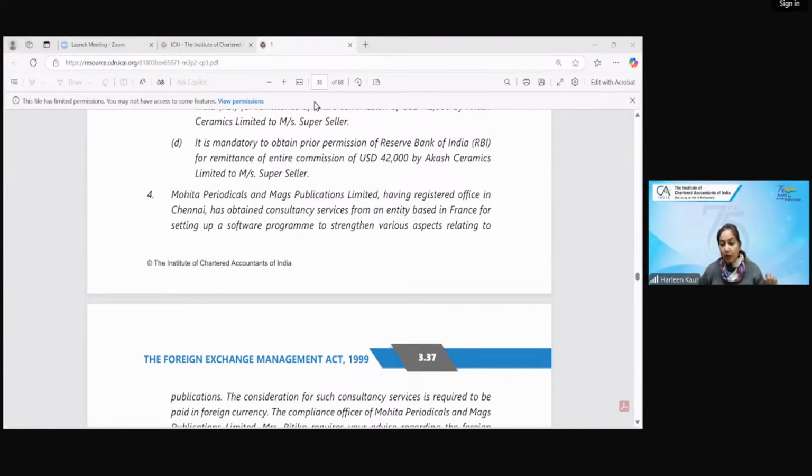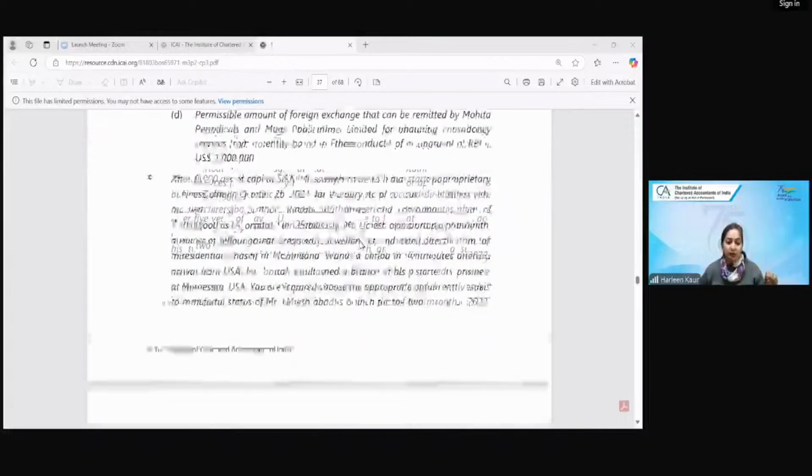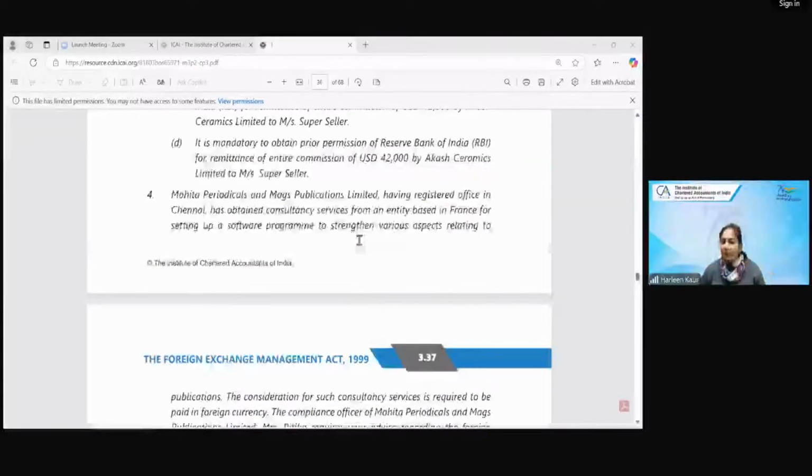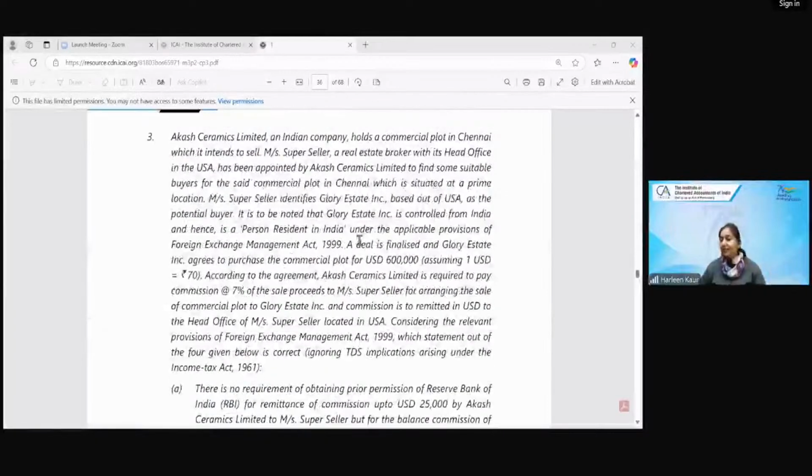Anyone having any doubts? We still have 10 minutes left. So we will try to take up certain questions because it is a very complicated chapter. It is very easy. Did you find it interesting or you find it tough? How do you find FEMA? Tell me, children. Let's have some interaction today. Do you find FEMA easy or do you find tough?